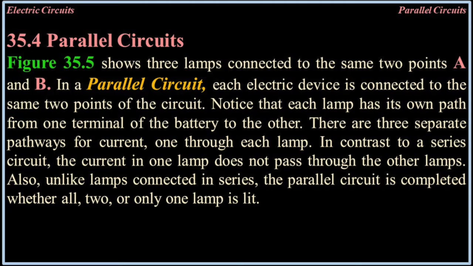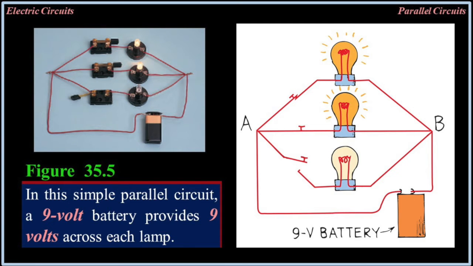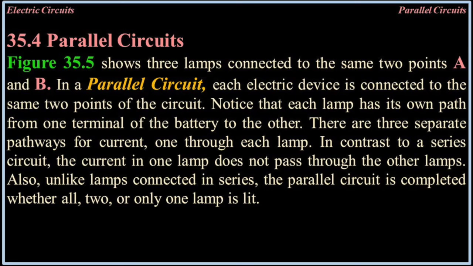35.4 Parallel circuits. Figure 35.5 shows 3 lamps connected to the same 2 points A and B. In a parallel circuit, each electric device is connected to the same 2 points of the circuit. Notice that each lamp has its own path from one terminal of the battery to the other. There are 3 separate pathways for current, one through each lamp. In contrast to a series circuit, the current in one lamp does not pass through the other lamps.